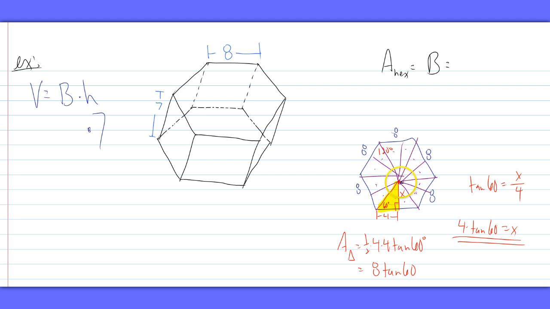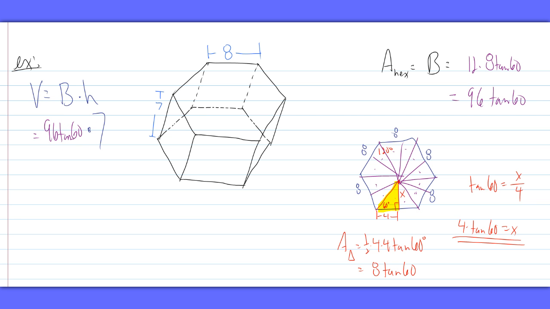So to get the area of this entire hexagon, I'm going to take the area of this one yellow triangle, multiply it by 12 because there are 12 congruent triangles in there, and that gives us 96 times the tangent of 60 for the area of this regular hexagon. That's the area of our base. So go back over to the original problem. The volume is area of the base times the height. We already knew the height was 7. Now capital B is 96 times the tangent of 60.